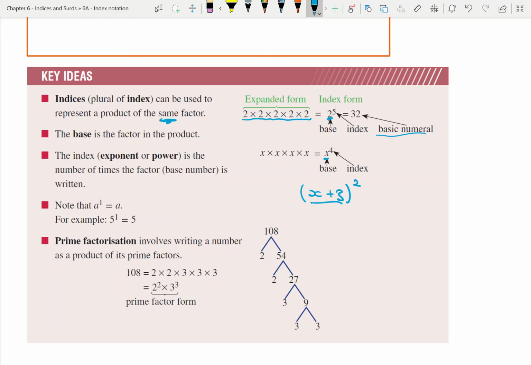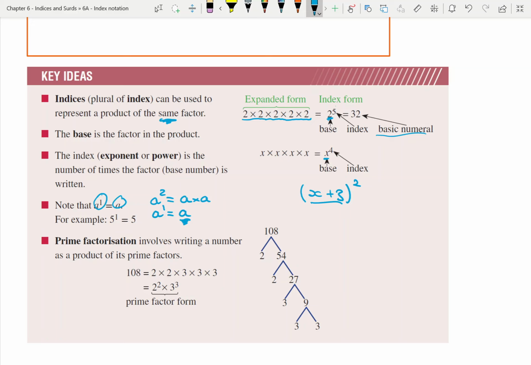The index, which is also referred to as the power or the exponent, is the number of times that thing is written. So 2 to the power of 5, we write it 5 times. Something that's important to note is anything to the power of 1 is just itself. What we're saying there is if a squared is a times a, well, a to the power of 1, we're just going to write that a once. And so anything to the power of 1, you're just writing it once, which is going to be itself.